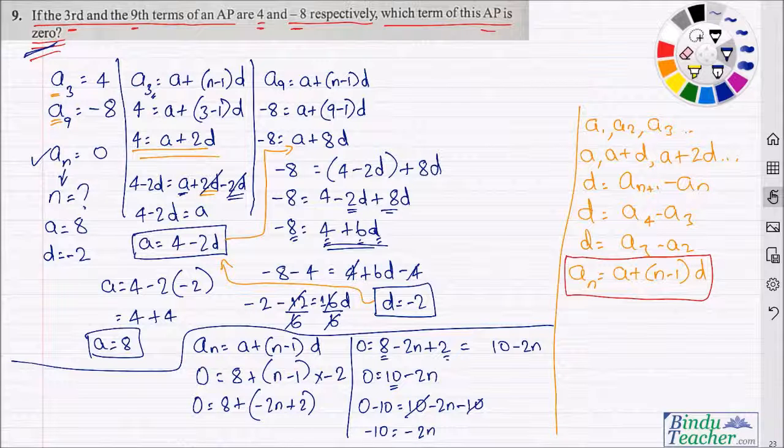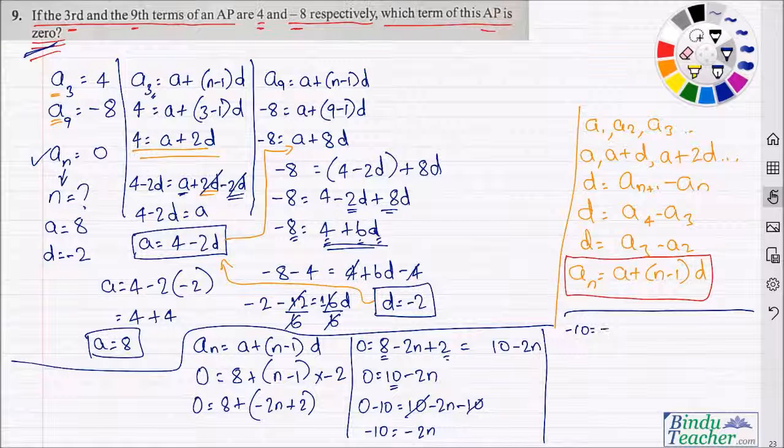Now similarly, I want to remove this minus 2. So what will I do? Let me draw a line here. Minus 10 equals minus 2n. Since I want to remove minus 2, I will divide it by minus 2. Now the same thing I'll have to repeat on the other side of the equation. So minus 2 divided by minus 2 is 1, and minus 10 divided by minus 2 is 5. So the answer is n equals 5.